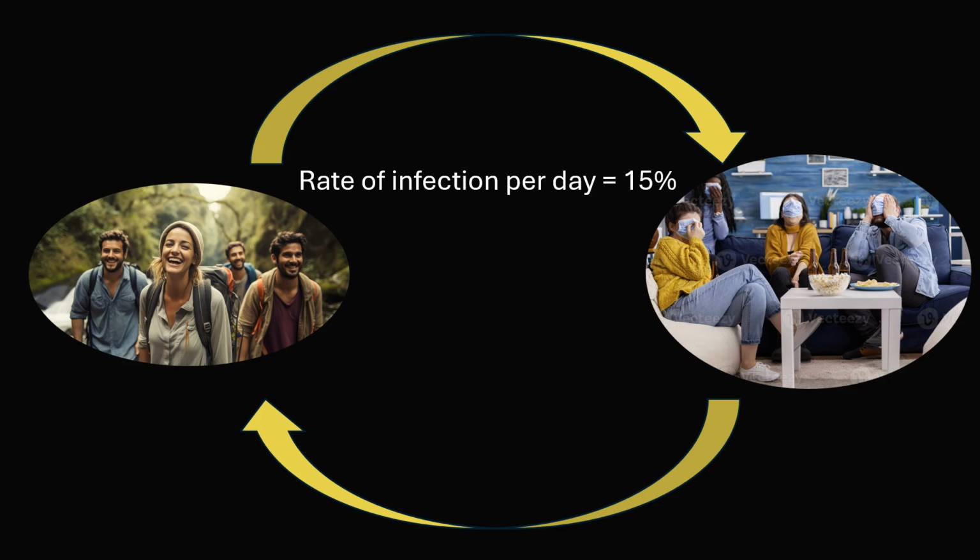We also know that people recover from the virus. So let's say that the rate of recovery per day is 10%, which means that every day 10% of the infected recover. Now I want to see the spread of this infection after several days in the community, and how many people will be healthy and how many will be infected after a few days. So how can I proceed to solve this real-world problem?